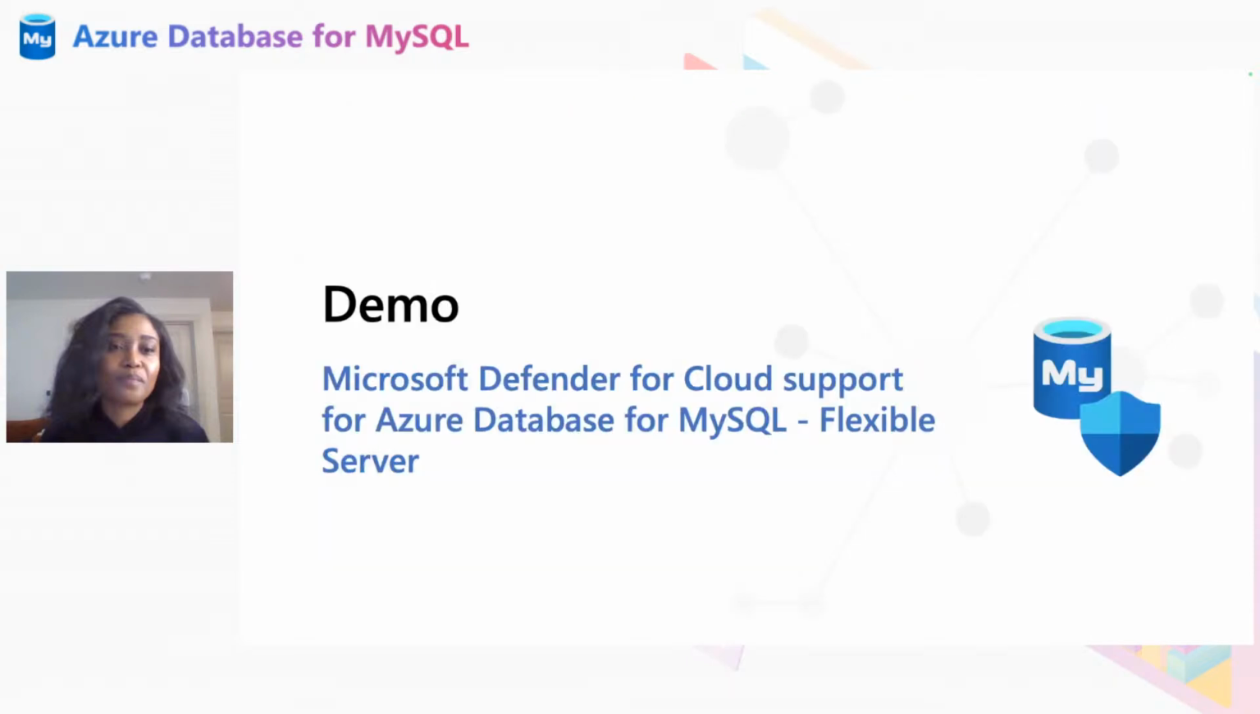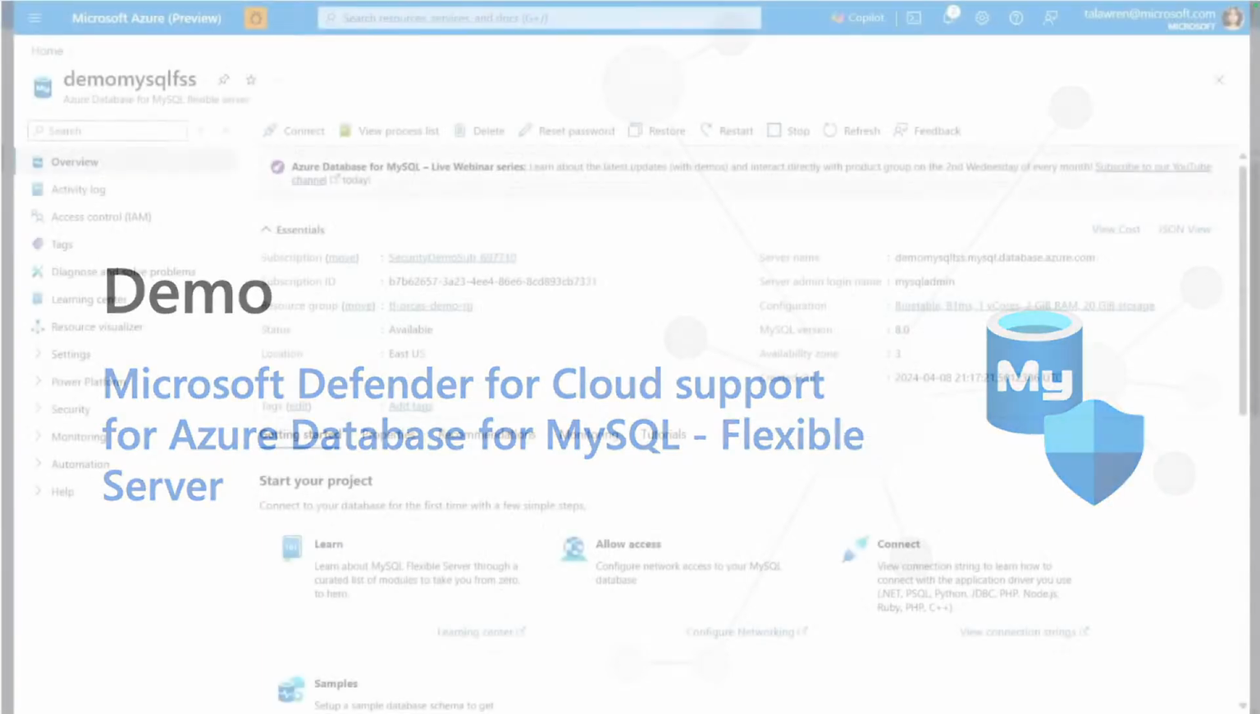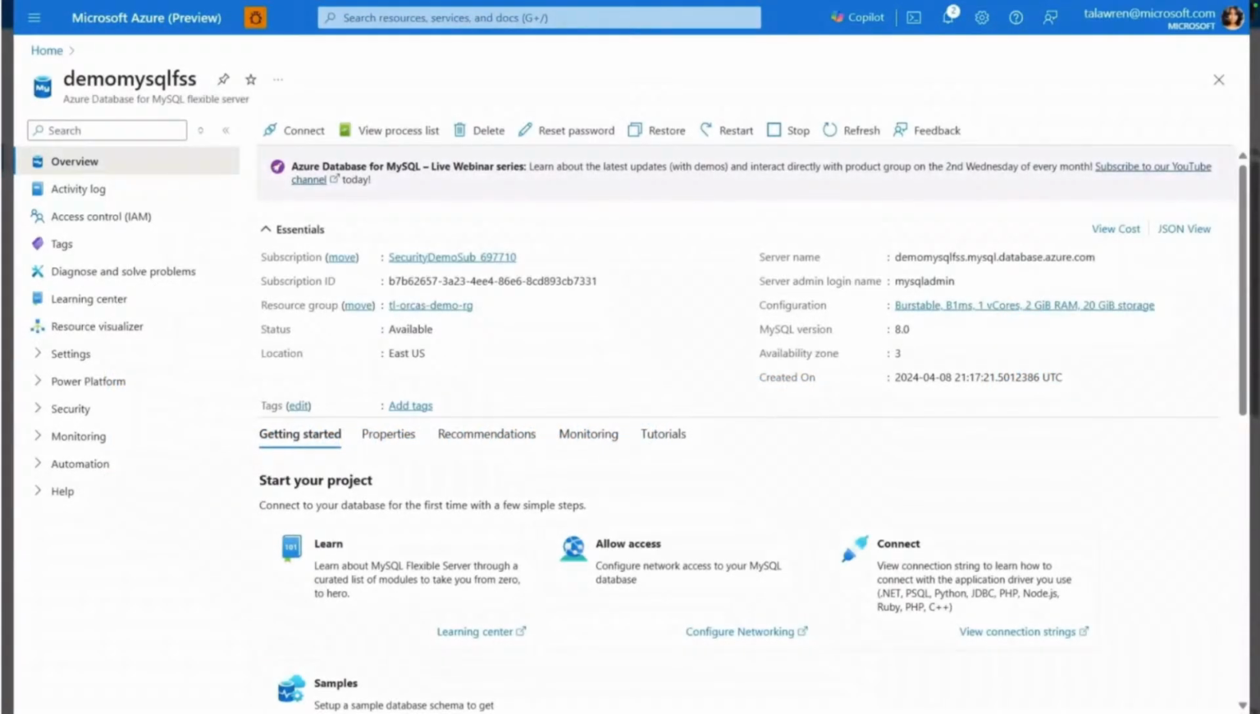So now I'm going to go into a quick demo for Defender for MySQL Flexible Server support. In this quick demo, I'm going to go over enabling Microsoft Defender for Cloud for an Azure database for MySQL Flexible Server, disabling Defender for that flexible server, as well as reviewing some of the security recommendations and setting up an email alert. So to start, I've already navigated to a flexible server in my Azure portal.